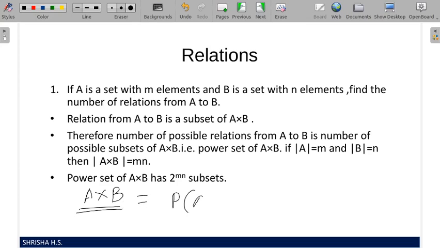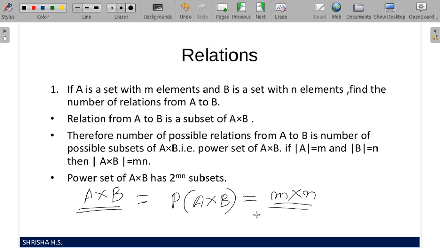So what will be the power set of A cross B? The number of elements in the power set of A cross B is the number of relations possible. So how many are there? We know that in A cross B, if there are m elements in A and n elements in B, then m into n elements will be there in A cross B.